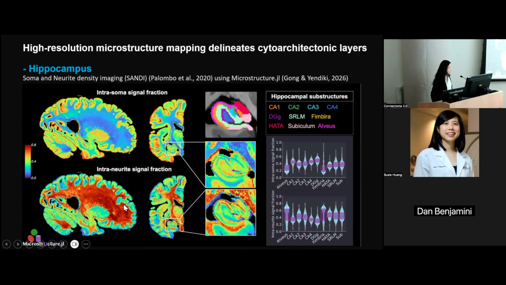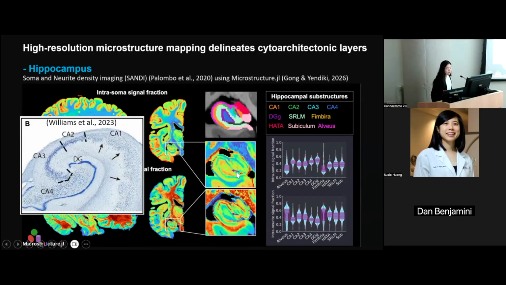neurite density measures. And if we zoom in onto the hippocampus, you can really appreciate how well the soma density maps can help delineate the different substructures and subfields of the hippocampus. An example I'm showing here is the granular layer of the dentate gyrus. And from Nissl staining, we know this is a cell dense layer here. So this really demonstrates the high resolution and also high SNR of the data.